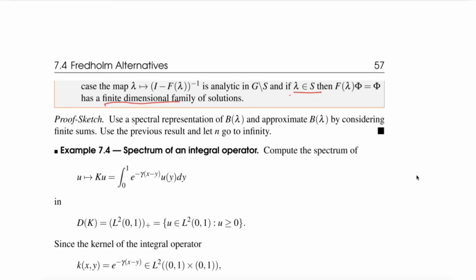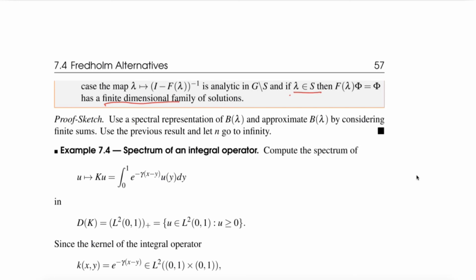So here the proof is really the same as before. I use a spectral representation of B lambda, and then I approximate B lambda by considering finite sums. So B lambda can be written as the sum of the little b_i's c_i, sum i is 1 to infinity, and then I cut it off and say sum i is 1 to n, and I use the previous result for the finite rank operators. So I leave it at that. I'm not going to go into any more details.